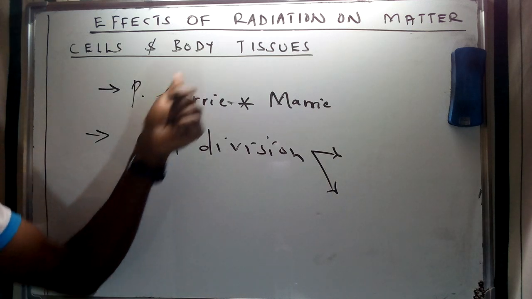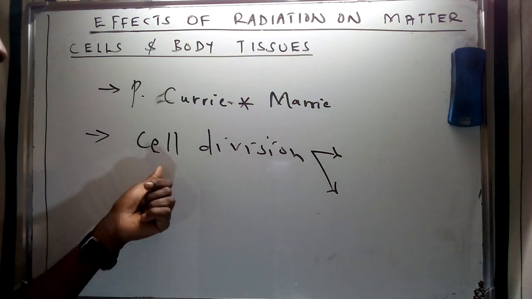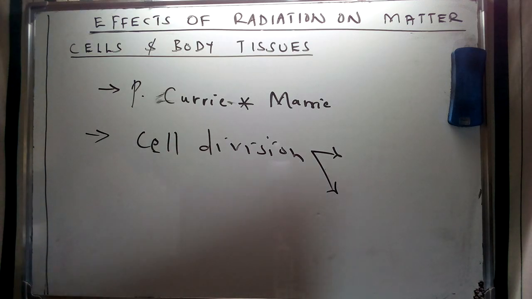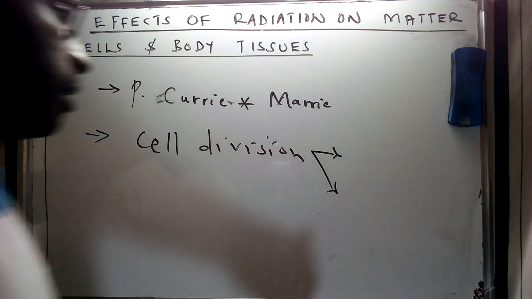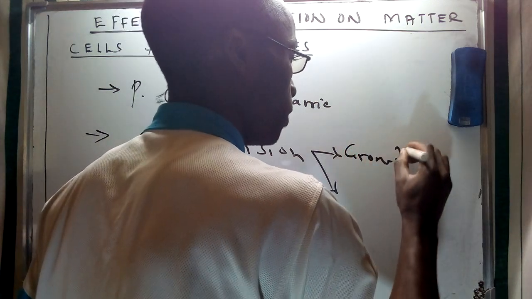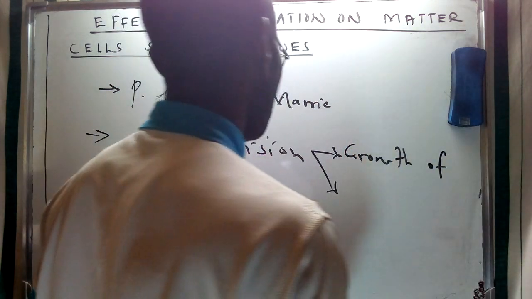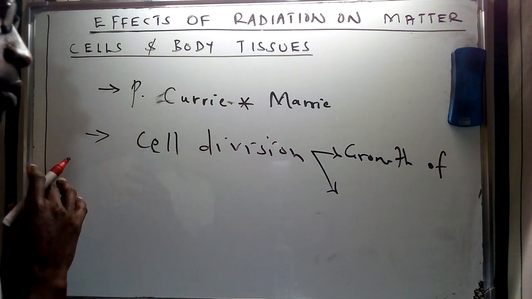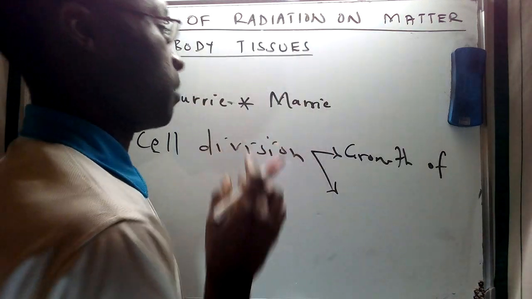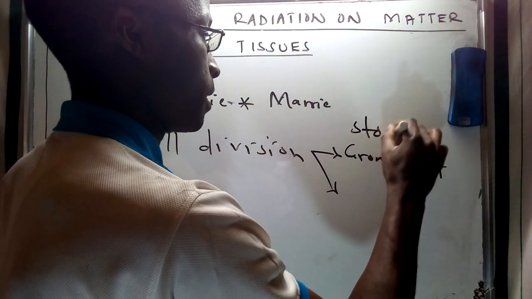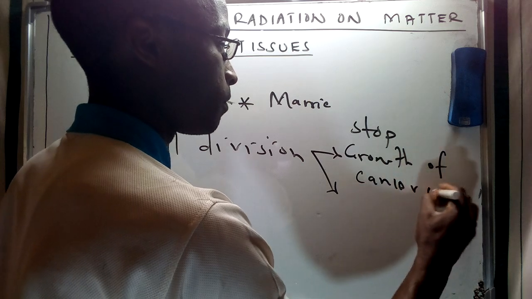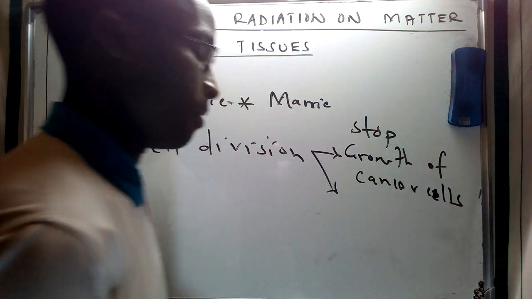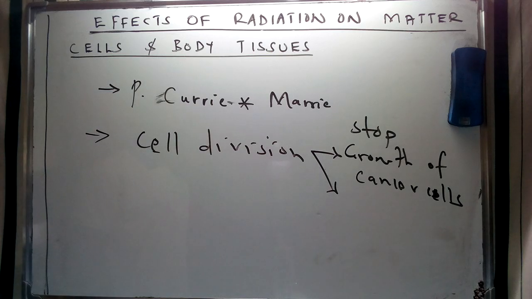So the aspect of radiations trying to stop cell division can be exploited in a therapeutic way, in that it's going to stop the growth of cancer. This is one of the applications of these radiations insofar as medicine is concerned, whereby the radiations are exploited to stop the growth of cancer cells. And that is going to be a benefit, as we're going to see later.